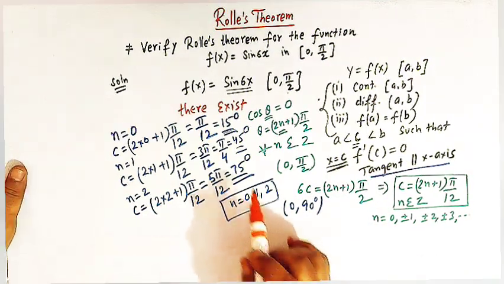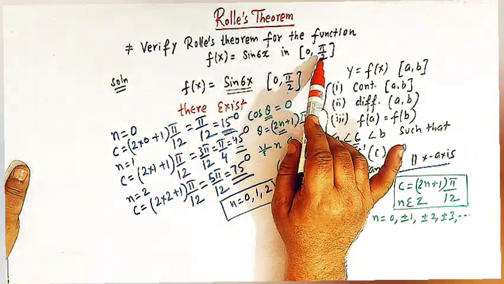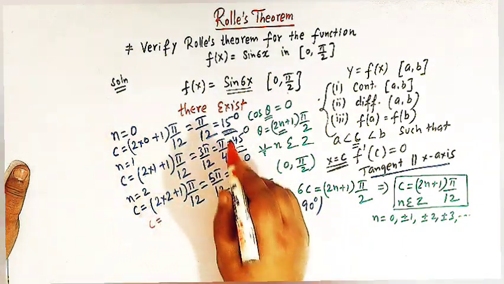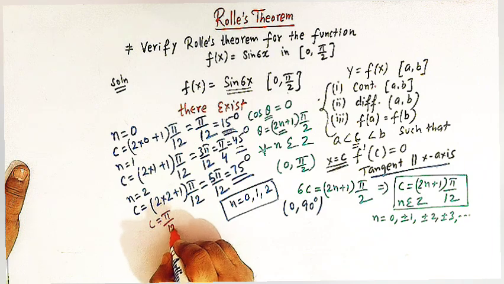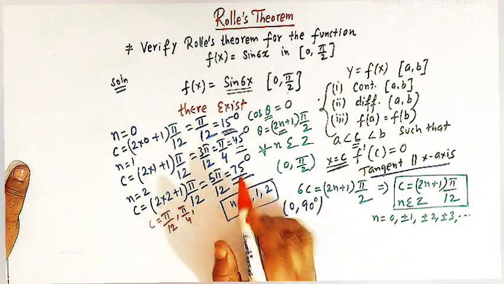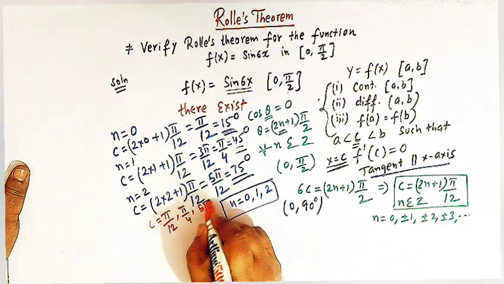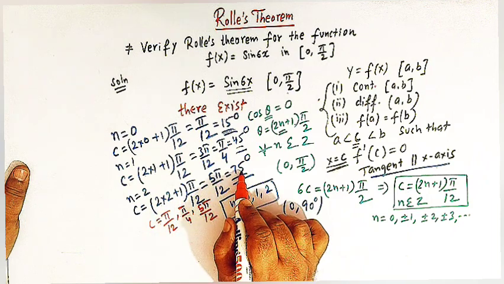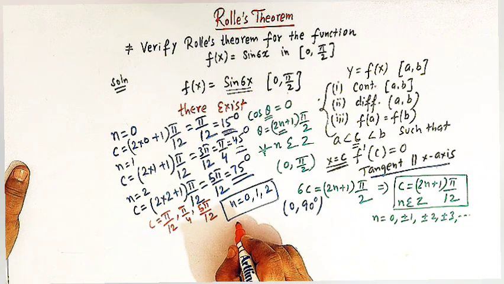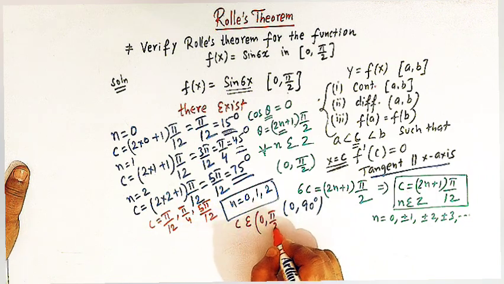So this is how we can verify Rolle's theorem for this function in this interval, right? And remember, the values of c are given by pi by 12, which is 15 degrees, then pi by 4, which is 45 degrees, and 5 pi over 12, which is 75 degrees, right? And all these three values belong to the interval that is 0 to pi by 2.